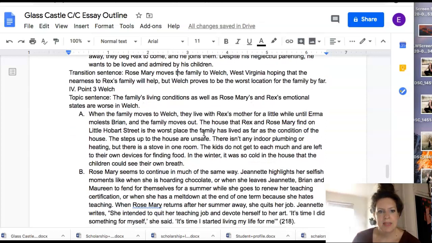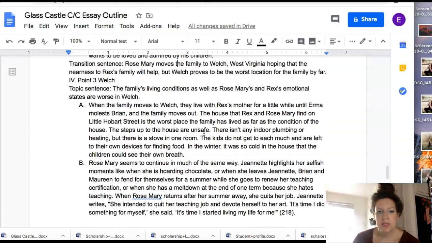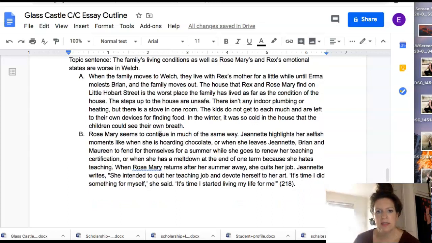And then my third point is Welch. Your third point, of course, will be New York, but you will talk about Welch. The family's living conditions, as well as Rosemary and Rex's emotional states, are worse in Welch. So talking about how this one is the worst of all.